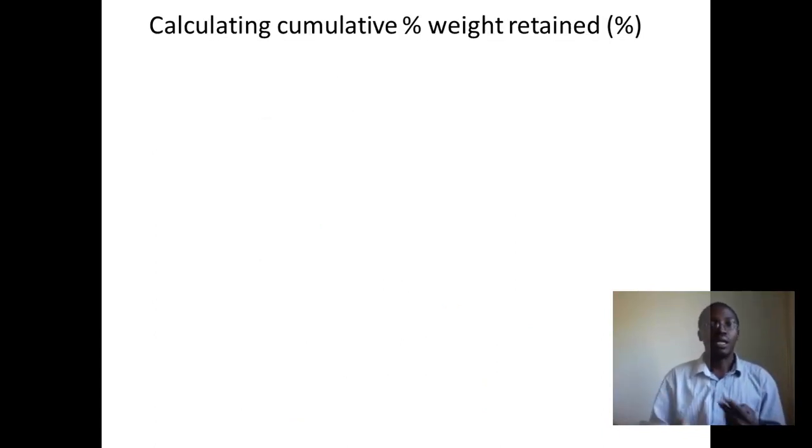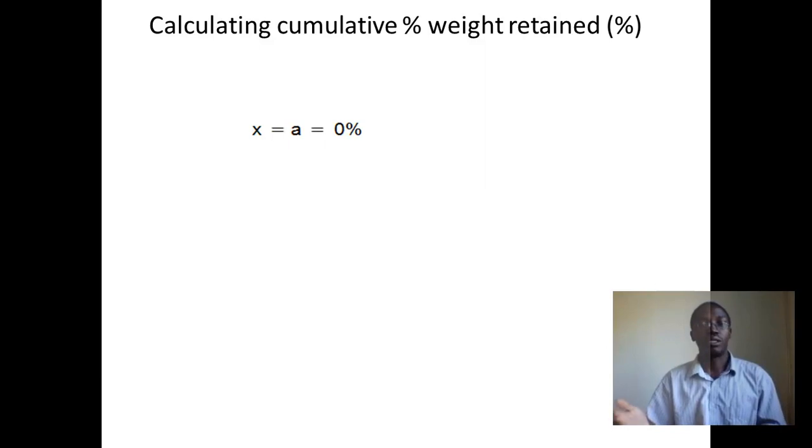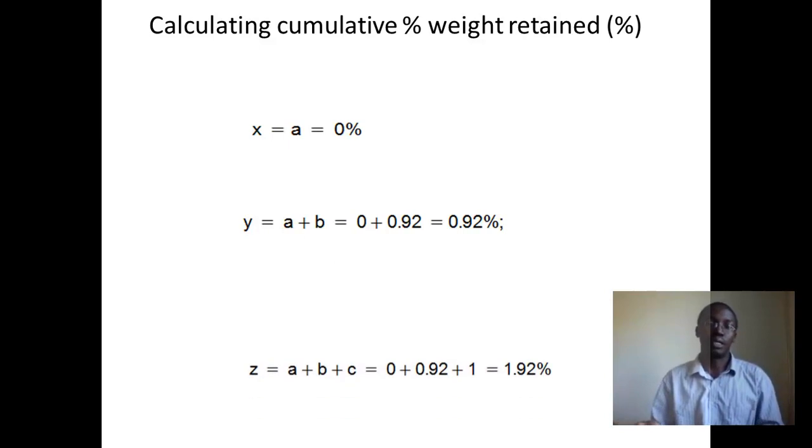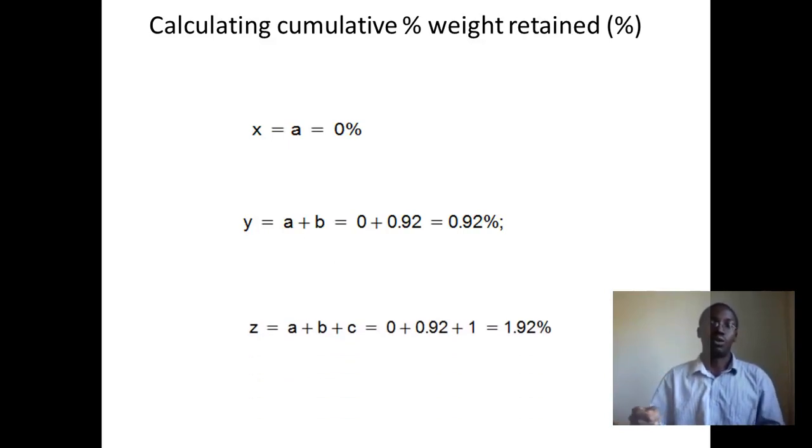Let us see how to calculate the cumulative percentage weight retained. For X is equal to A, which is equal to 0. For Y is equal to A plus B, which is equal to 0 plus 0.92, which is equal to 0.92%. For Z is equal to A plus B plus C, which is equal to 0 plus 0.92 plus 1, which is equal to 1.92%.